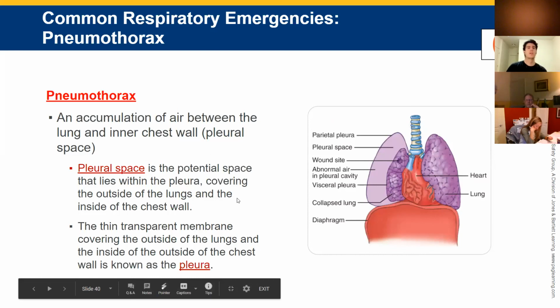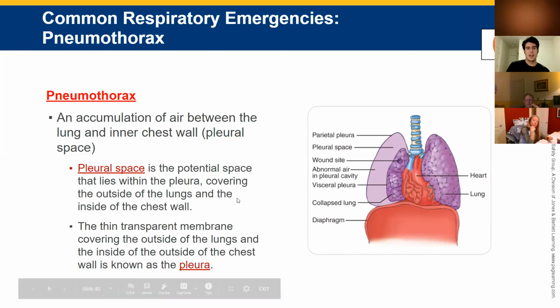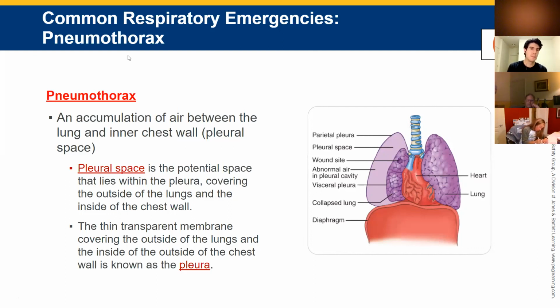Pneumothorax. This means a lung has collapsed in your rib cage. So it's an accumulation of air in this space you can see here. This can be from trauma usually, like a broken rib. Your rib pokes your lung and now your lung deflates.